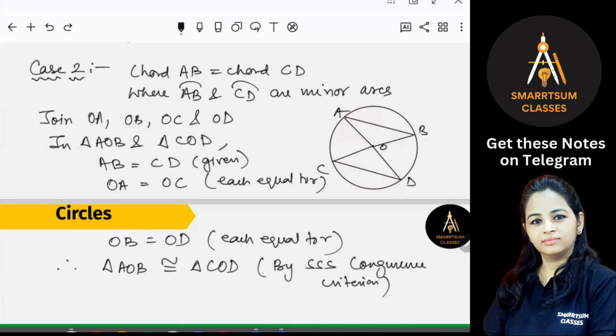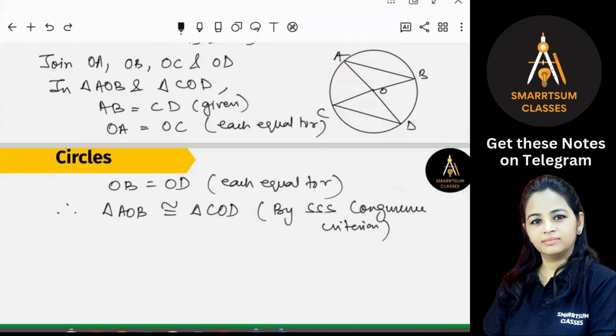Okay. Now, since we have proved that these two triangles are congruent, can we say that angle AOB is equal to angle COD? Right? Angle AOB will be equal to angle COD. This angle is equal to this angle by CPCT, corresponding parts of congruent triangles. Now, since angle AOB and angle COD are equal, right?